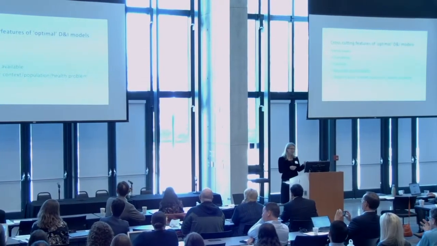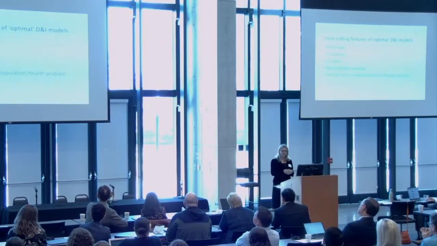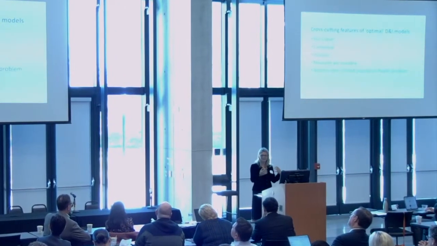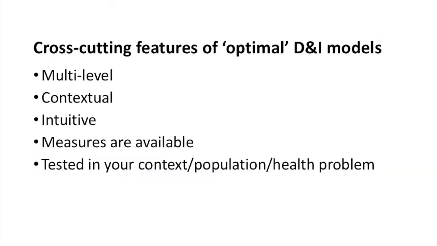Some of the features that I feel are characteristic of an optimal D&I model include acknowledgement of multi-level nature of D&I in some fashion, that it acknowledges that context matters. So if there is nothing about context, that becomes a little bit of a question whether it will work really well. It should be intuitive to you and your context and your research question. And it doesn't hurt if there are measures available. So you can actually link nicely the construct to actual measures. And finally, often we just go to the ones that our colleagues used, and that's okay.